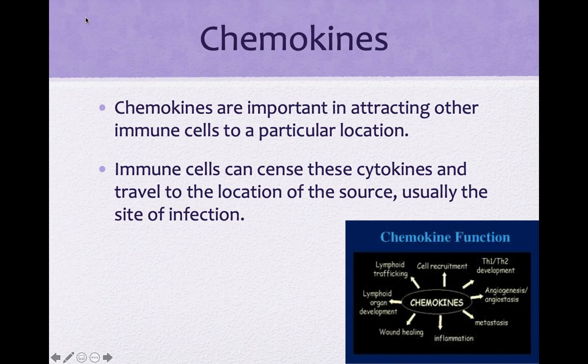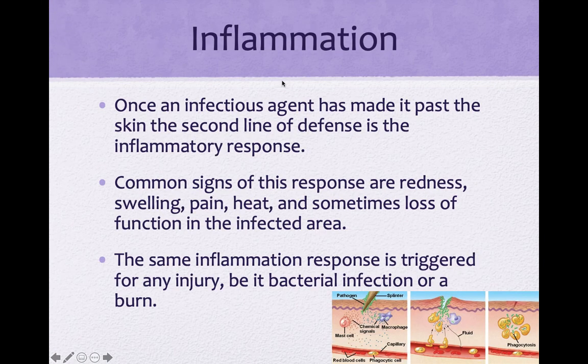So this is what chemokines are for. They're meant to bring the organism's immune cells to a particular location. So this is the concept of inflammation. Very, very simple. I've talked about the inflammation response, how it's triggered, a little bit.